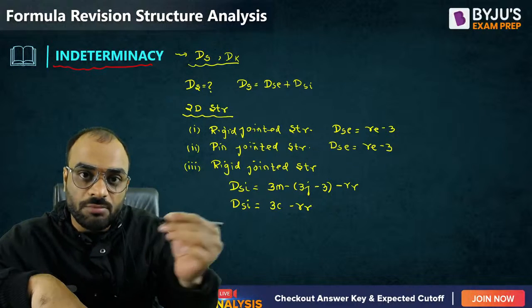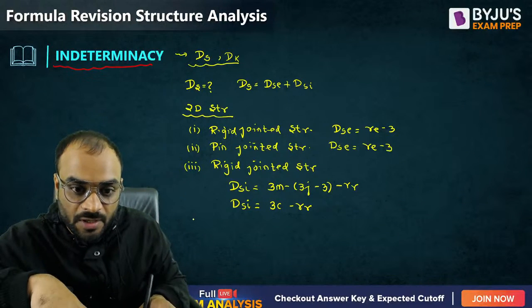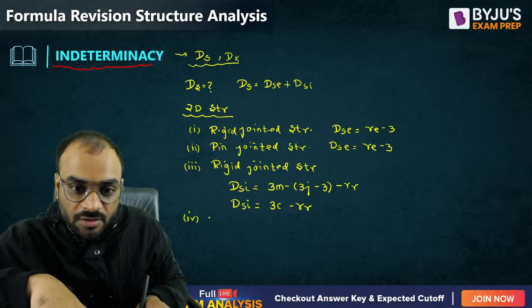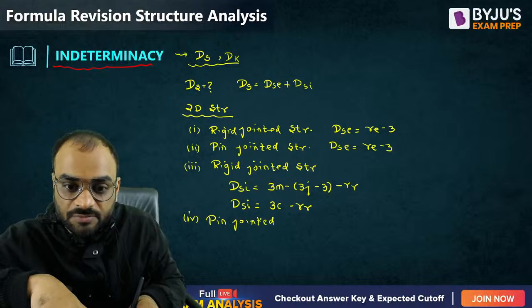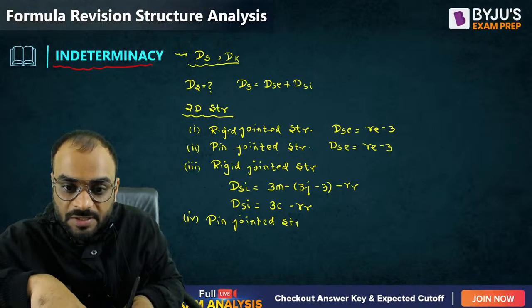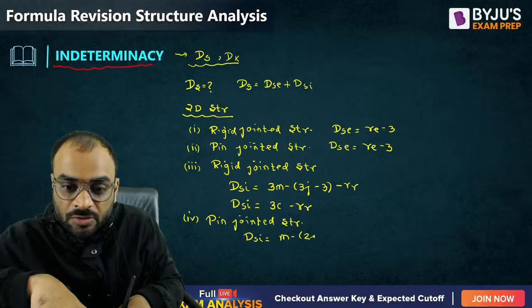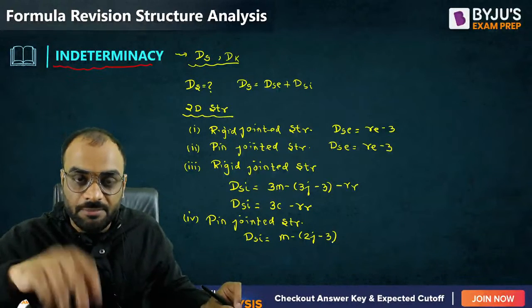C is total number of closed loop, RR is total number of reaction release. Okay. Now guys, if you want to find out internal static indeterminacy for pin jointed structure, DSI can be written as M minus 2J minus 3, and we have only a single formula to calculate it, right? M minus 2J minus 3.